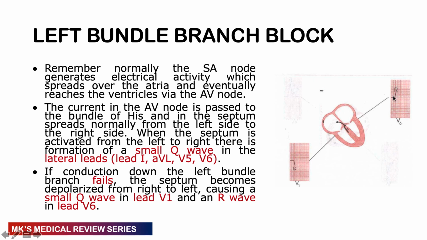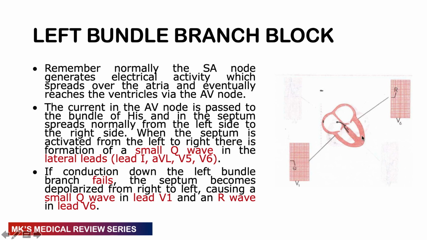So instead of having your Q wave in V5 and V6, as well as lead 1 and lead AVL, you have absence of the Q wave. So it means that your Q wave is not going to be there in lead V6. In essence, the opposite is going to happen, because now the impulse is spreading from the right side going towards the left side.